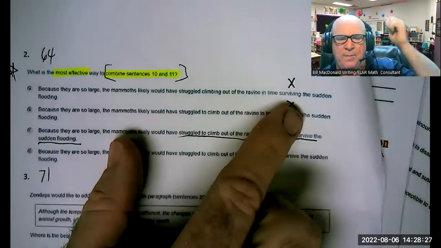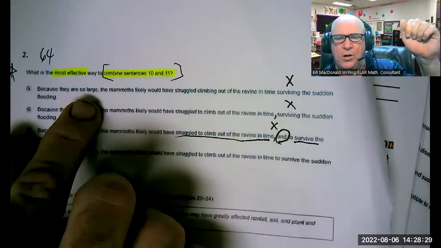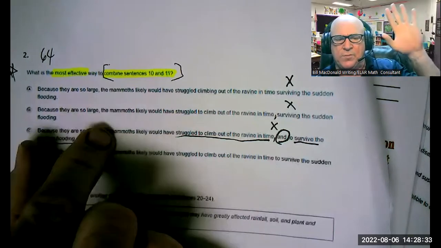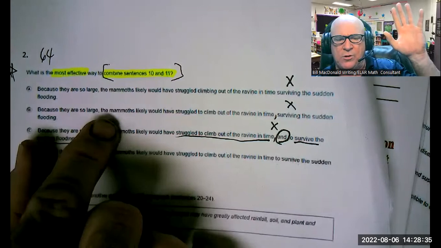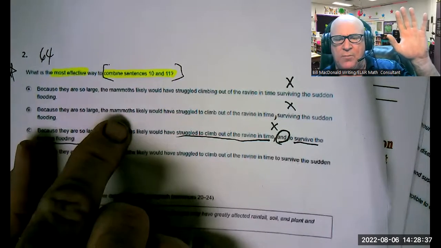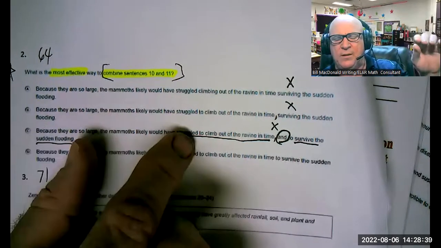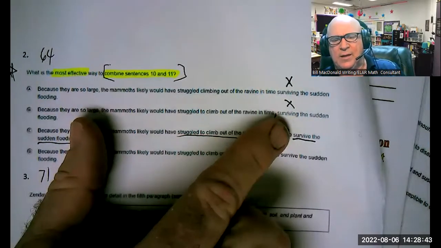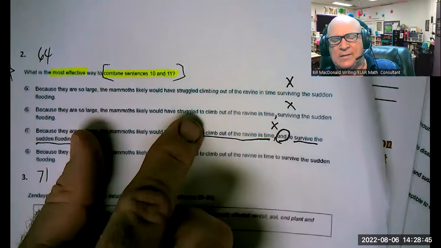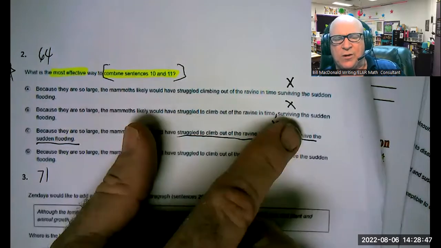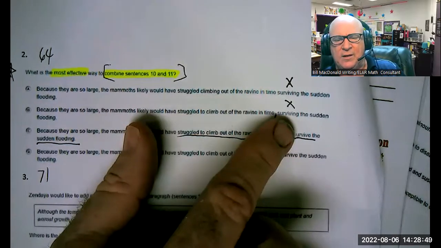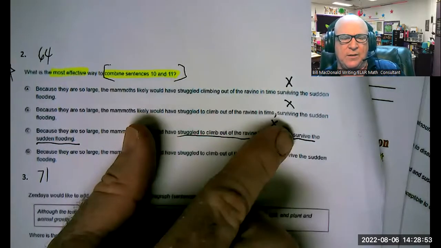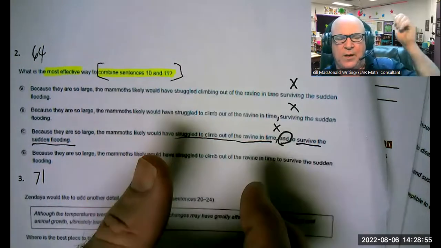B, capital, because they are so large, comma, the mammoths, plural, likely would have struggled to climb out of the ravine, comma, surviving the sudden flooding period. Again, it sounds like if they're struggling to climb out of the ravine, they would be surviving, and that's not the case. So let's take a look at C, capital.